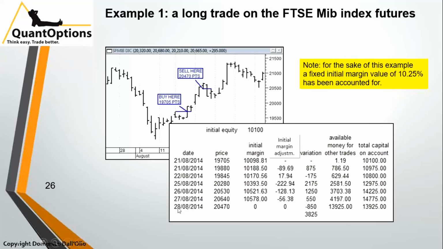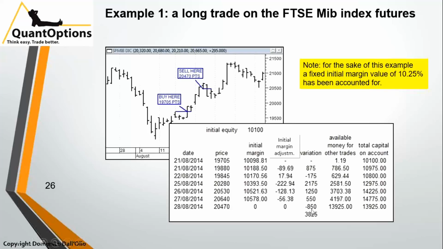Then on August the 28th, I have a stop profit at the breakdown of the previous day's minimum. I get out for 20,470, no more initial margin, no more initial margin adjustments. All this money is returned to my account because it was not an expense but just a safe deposit. And I have a last variation margin because the previous day it was 20,640. I am getting out for 20,470. So I have a loss of 170 points times 5 euros each, minus 850.